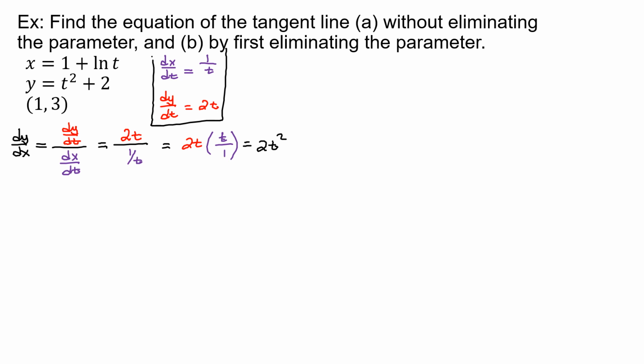Now notice, they do not give me a t value here, but they give me a point, the (1, 3). So here we're going to go backwards. Instead of having a t value and then finding a point, we'll have a point that we have to correspond to a t value. So you have to figure out what t value will give you these two numbers from these two equations.